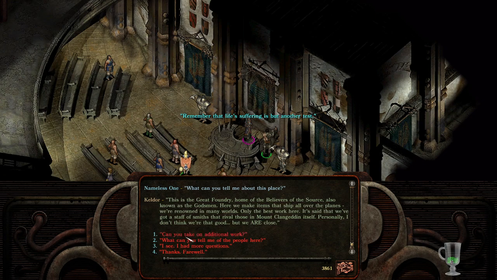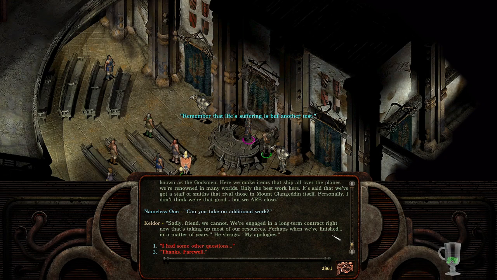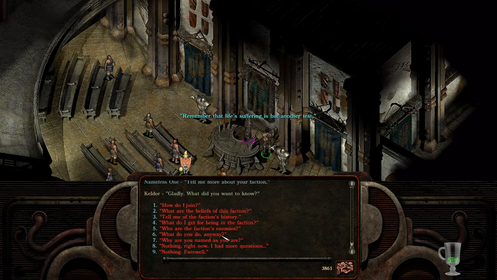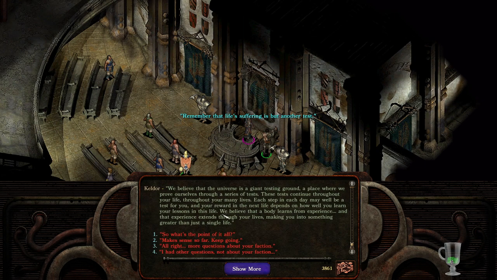Can you take on additional work? Sadly, friend, we cannot. We're engaged in a long-term contract right now. That's up most of our resources. Perhaps when we're finished in a matter of years. He shrugs. My apologies. Tell me more about your faction. What are the beliefs of this faction?